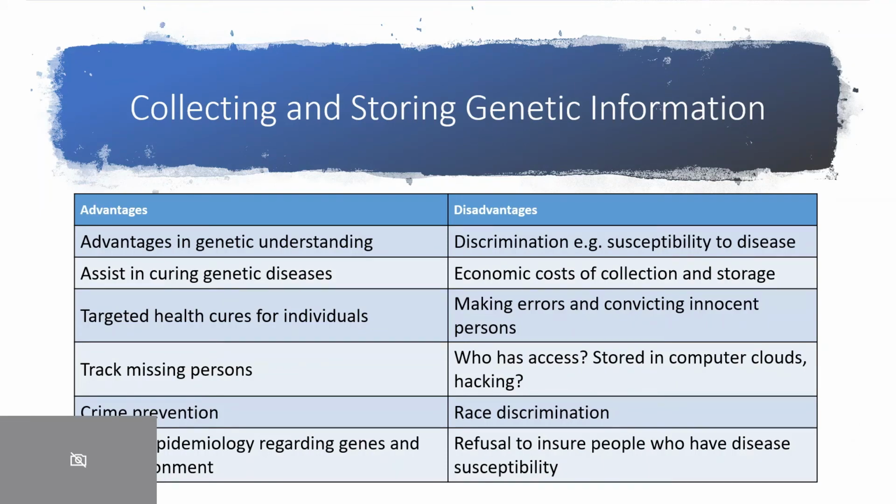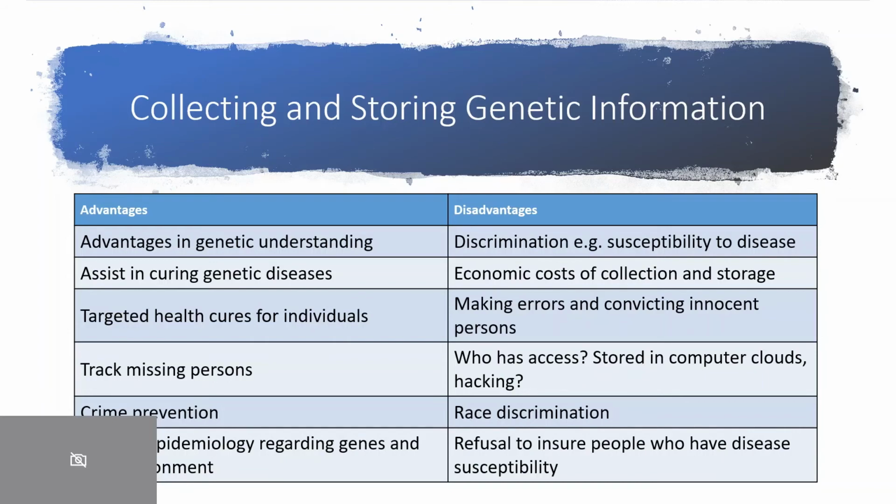Collecting and storing genetic information also has some advantages and disadvantages. So advantages are that geneticists can increase their understanding of genetics and the human genome, assist in curing genetic diseases, and provide targeted health cures for individuals. If you know your genetics, then your health practice can be tailored to your genetics. It can help with tracking missing persons and preventing crime, and genetic epidemiology regarding genes and the environment. So that's to do with disease.